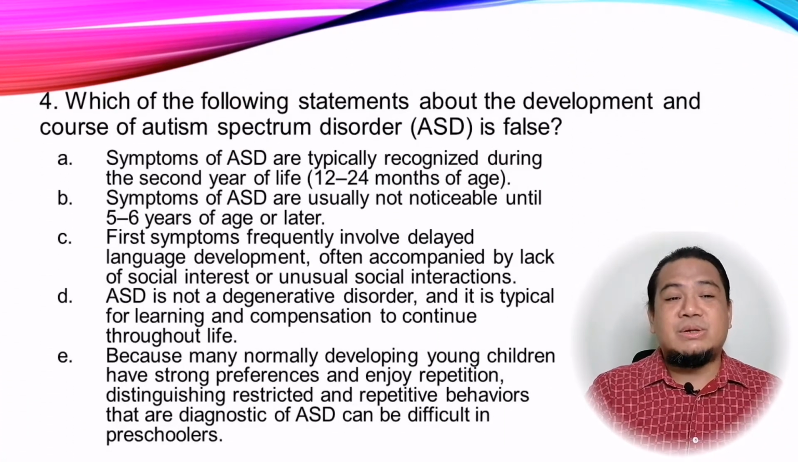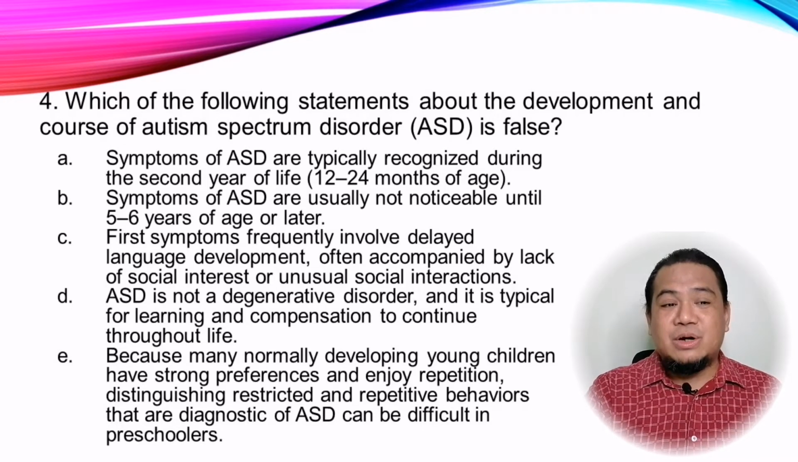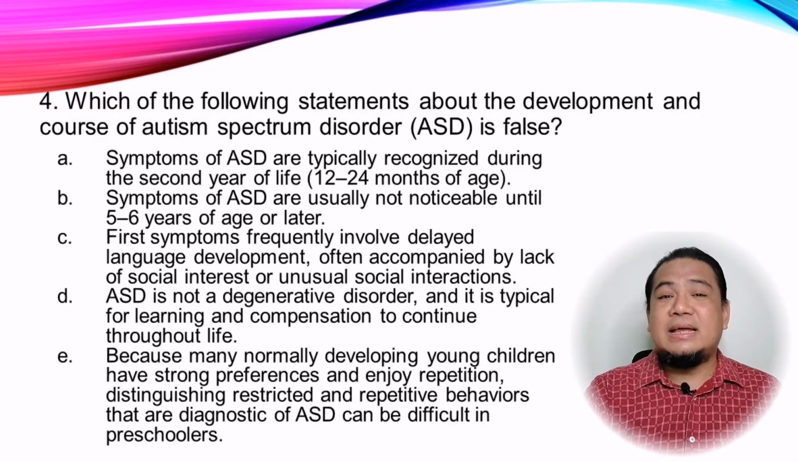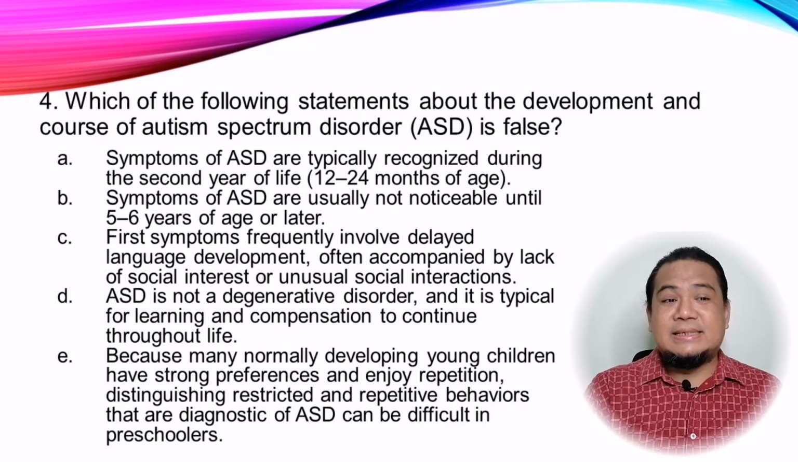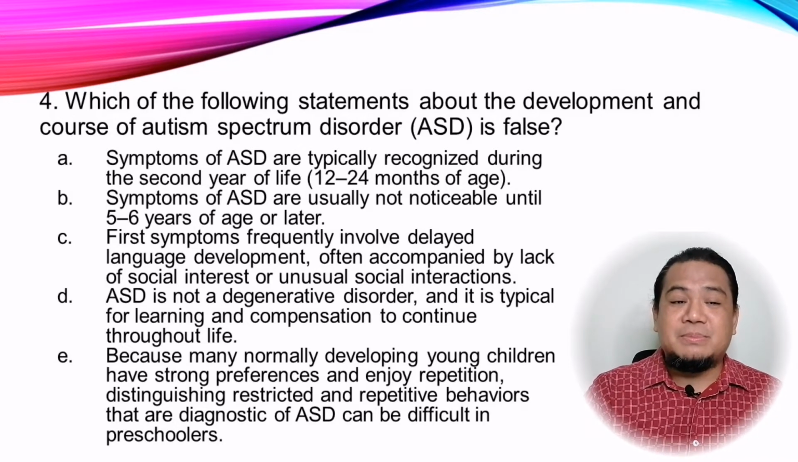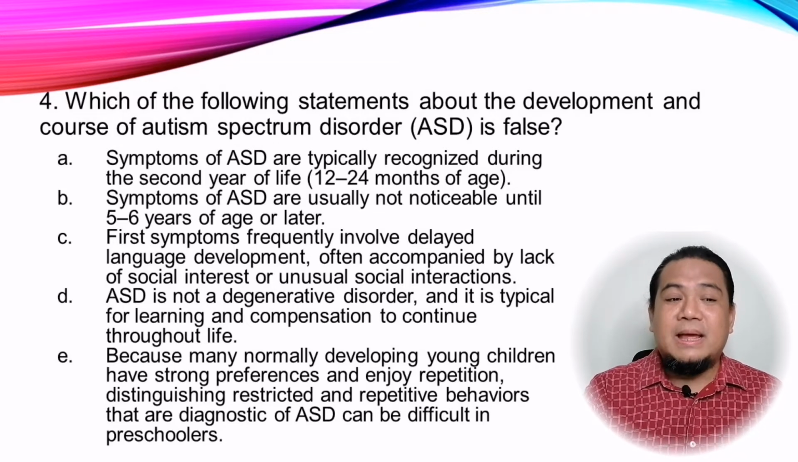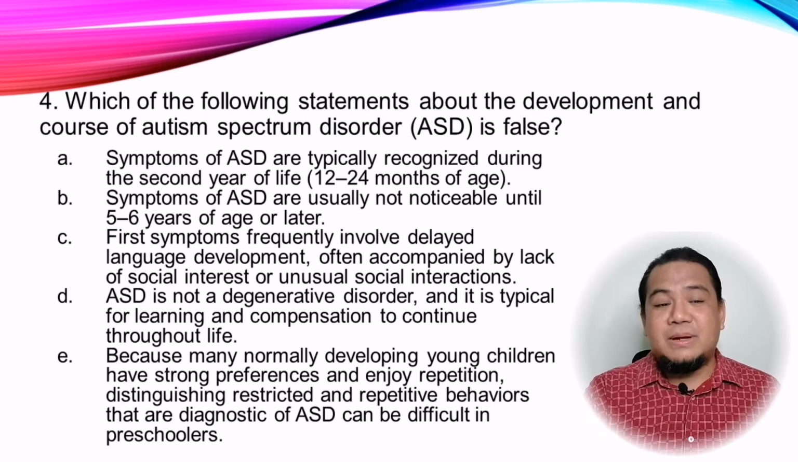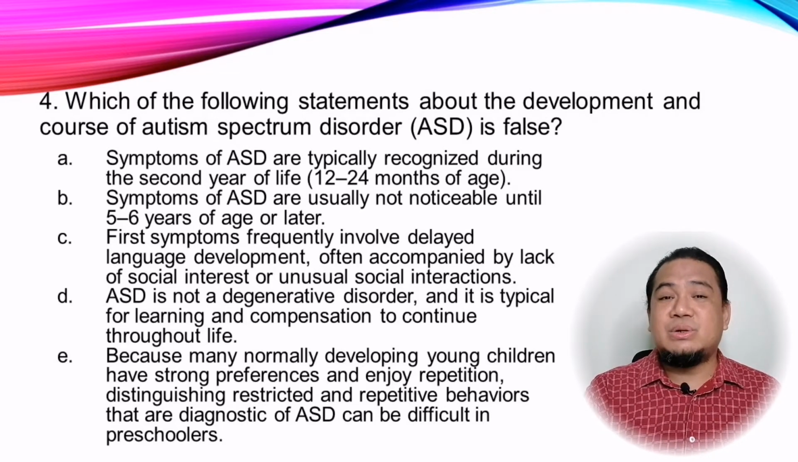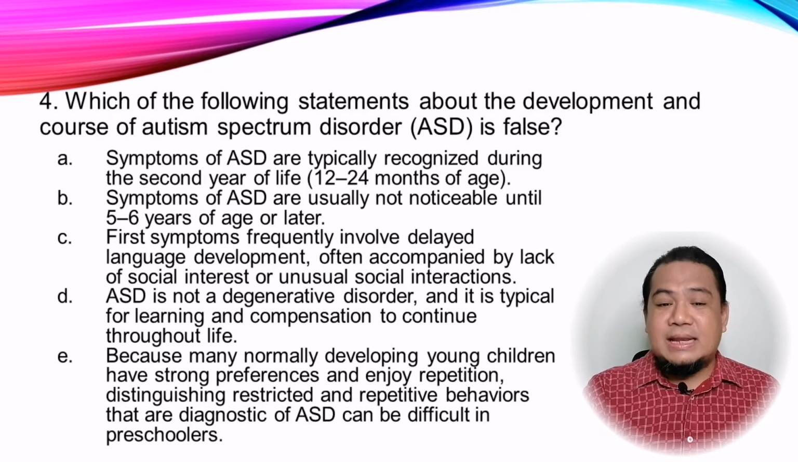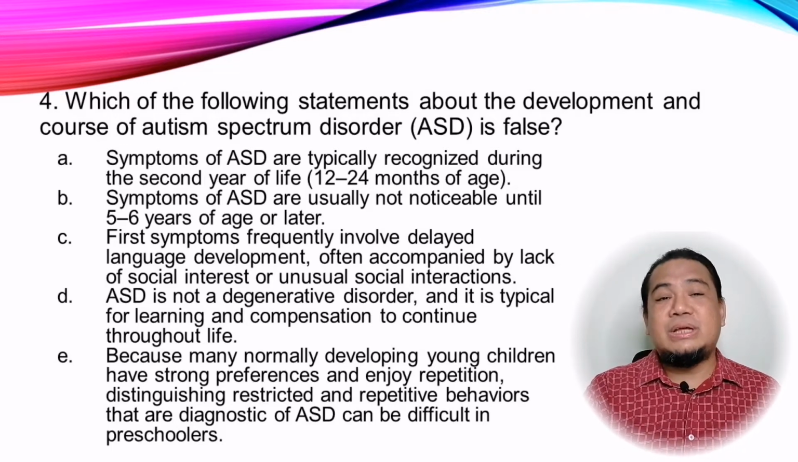Number 4. Which of the following statements about the development and course of autism spectrum disorder or ASD is false? Is it A? Symptoms of ASD are typically recognized during the second year of life or 12 to 24 months of age. B. Symptoms of ASD are usually not noticeable until 5 to 6 years of age or later. C. First symptoms frequently involve delayed language development, often accompanied by lack of social interest or unusual social interaction. Letter D. ASD is not a degenerative disorder and is typically for learning and compensation to continue throughout life.